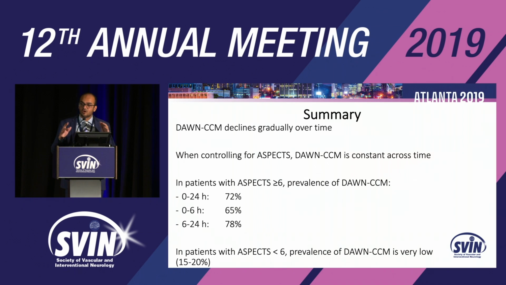In patients who meet HERMES criteria, that is ASPECTS 6 or more, the prevalence of mismatch across 24 hours is 72%. In the early window, it is 65%, and in the late window, it is 78%. The p-value is not significant. And in ASPECTS less than 6, that is bad ASPECTS, the prevalence of mismatch is very low. It's in the range of 15 to 20%.